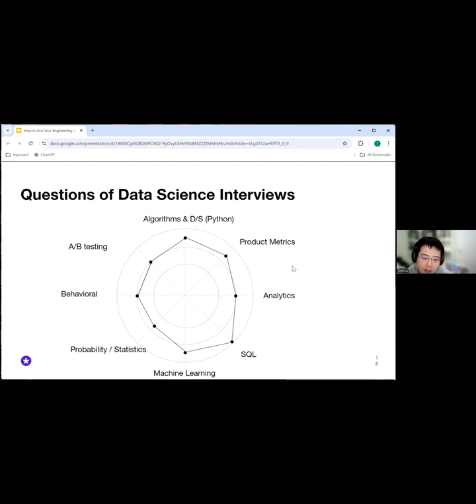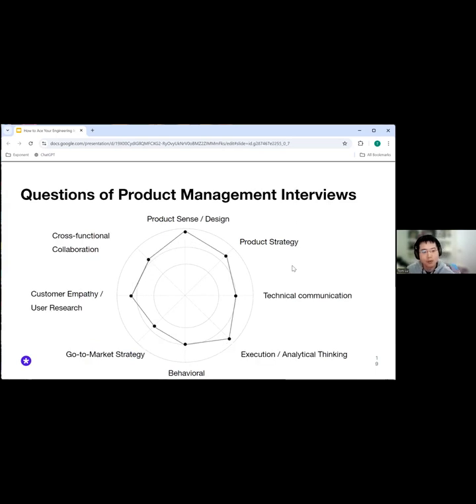For data scientist interviews, algorithms and data structures with the focus on Python, product metrics, analytics, and SQL will be much more important than for software engineers. Machine learning, probability and statistics, behavior, and A/B test. For product management interviews, product sense, design, product strategy. For example, should Amazon enter the food delivery business, right?